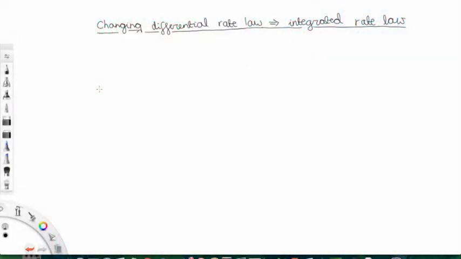So now I want to go from the differential rate law to an integrated rate law. And the difference is that we started out with talking about rate versus concentration, right? For the differential rate law. And now we want to convert this to rate versus time. And this is going to be different depending on the overall order of each reaction. And so we're going to start out by talking about first order reactions.